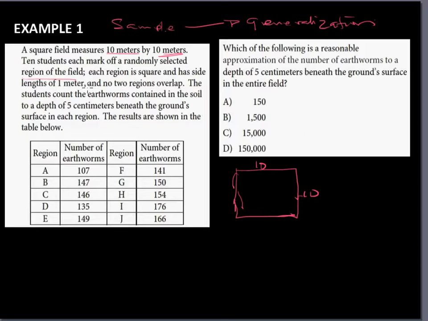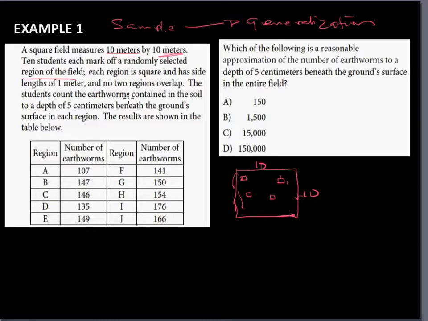All right, so you have 10 students. That's going to take a square. So we're going to take one little square here, one little square here, one little square here, something like that. We're going to take 10 of them, and each of them is 1 meter by 1 meter, and 10 of them. And no two regions overlap.